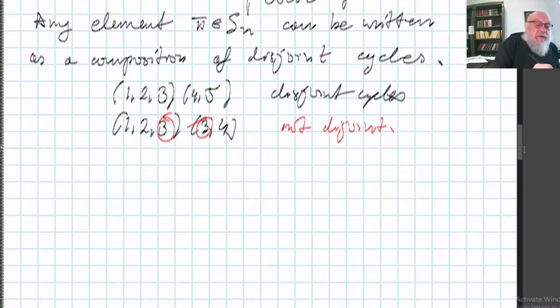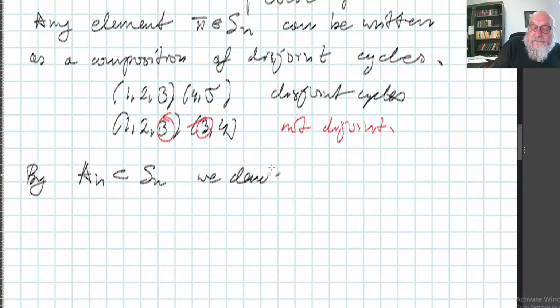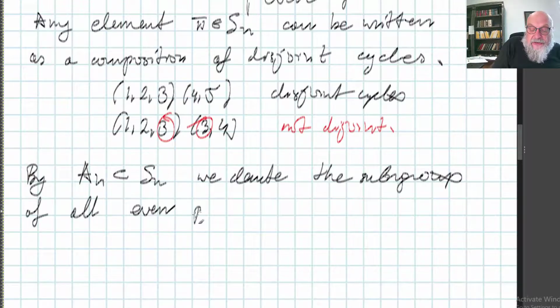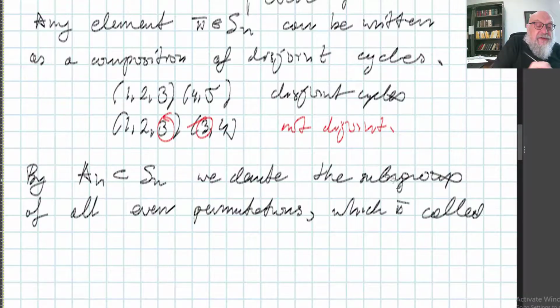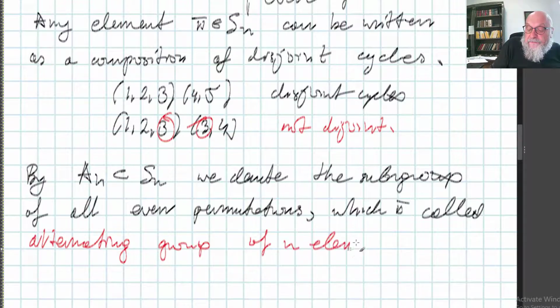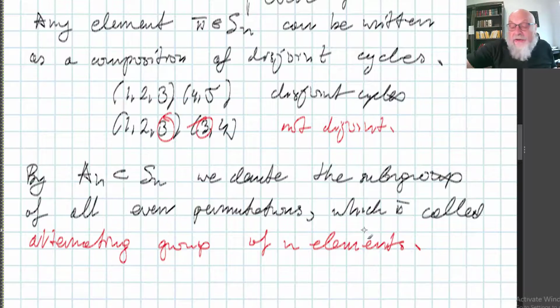So now one more notation. In Sn we denote the subgroup of all even permutations, which is called the alternating group of n elements. So this is the alternating group.